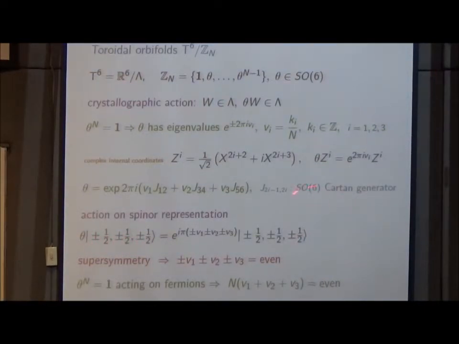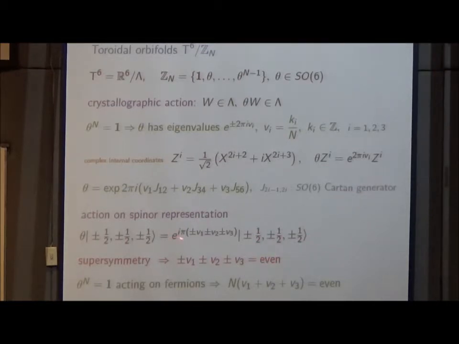For SO(6), these will be 3-dimensional vectors where the entries are plus minus 1/2. And the action of theta, because these are the J's and these are the weights, all that these Cartans do is to pick up the weights. So this is the action of theta on the spinors.